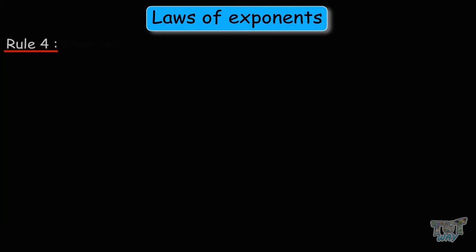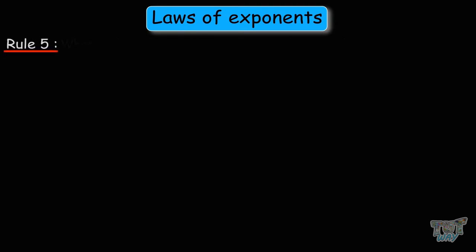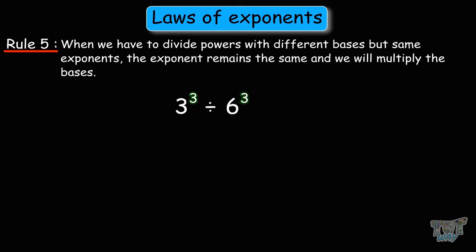And the next rule is, when we have to multiply powers with different bases but the same exponents, the exponent remains the same, and we will multiply the bases. Another rule. When we have to divide powers that have the same exponents but different bases, we only divide the bases and exponents remain the same.